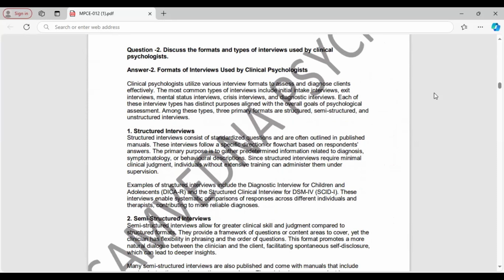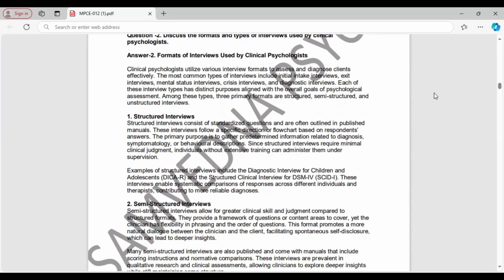These consist of standardized questions often outlined in published manuals. They require minimal clinical judgment and are commonly used to gather specific diagnostic information. Examples are the Diagnostic Interview for Children and Adolescents, DICA, and the Structured Clinical Interview for DSM-IV, that is SCID-I. These allow for systematic comparison across clients.